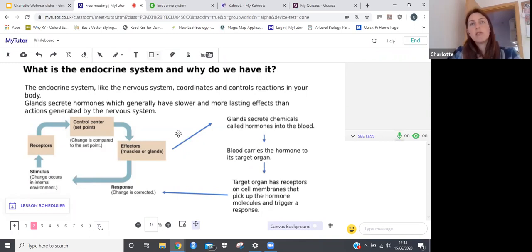In general, the endocrine system is used for more lasting change within the body. So the nervous system is quite a short-term solution, whereas the endocrine system is more of a longer-term change, which is why it's good to have the two systems of control.